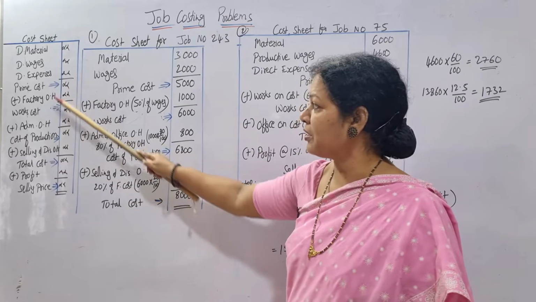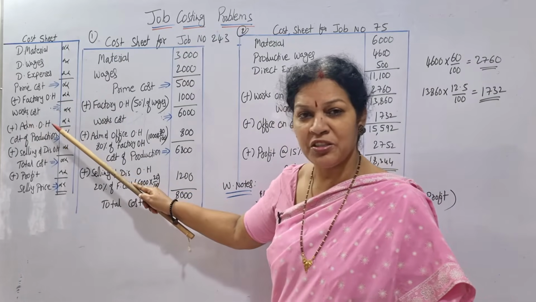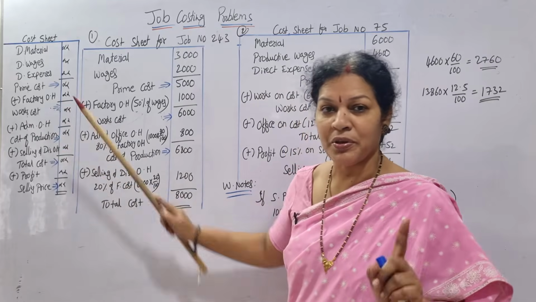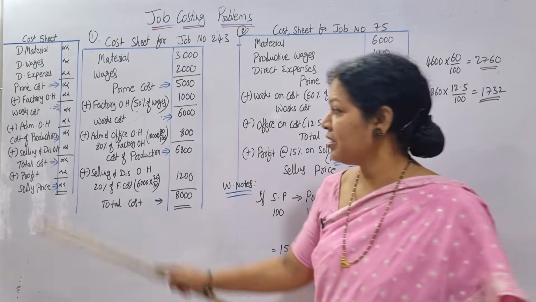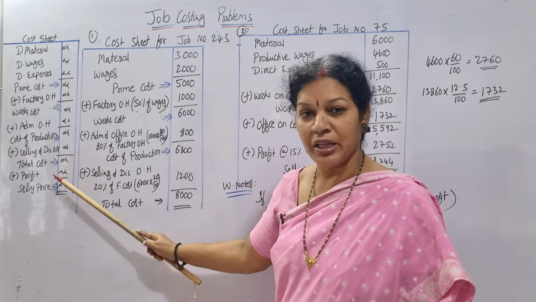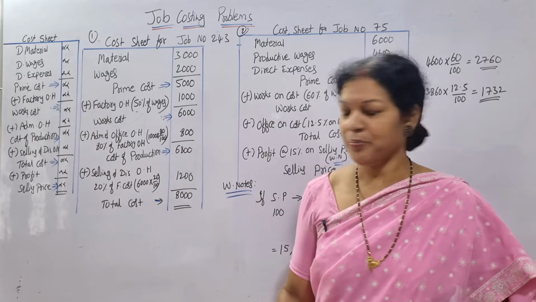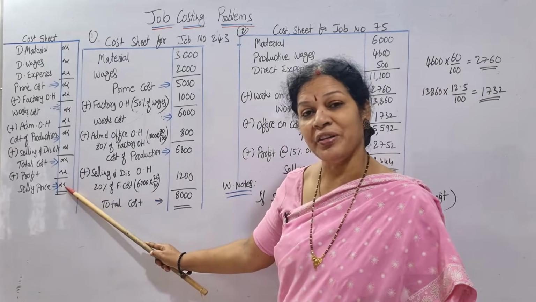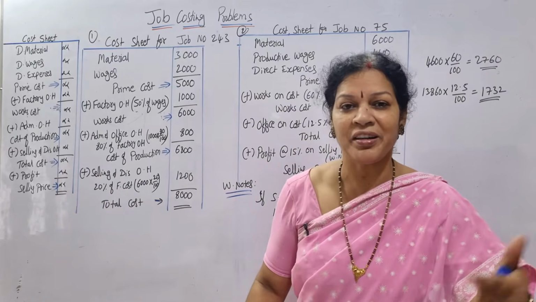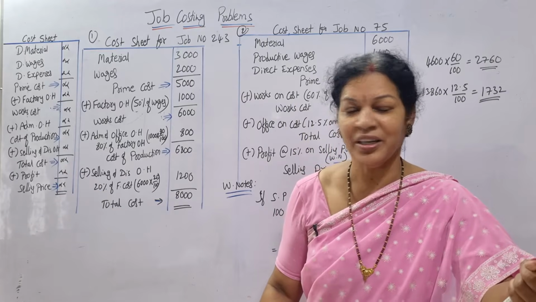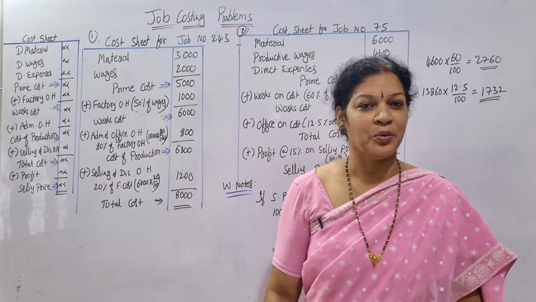From here onwards, you have to be very careful. Prime cost plus factory overheads gives works cost. To works cost, if you add administrative expenses, you get cost of production. To the cost of production, we add selling and distribution overheads, so that you get the total cost. To this total cost, if we add profit, how much profit you are expecting, you will get the selling price, the rate at which you want to sell. So this is the cost sheet pro forma. This you must be sure of, then only we can go to the problems.